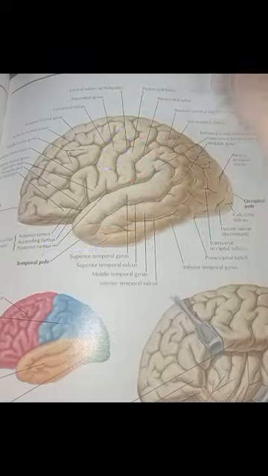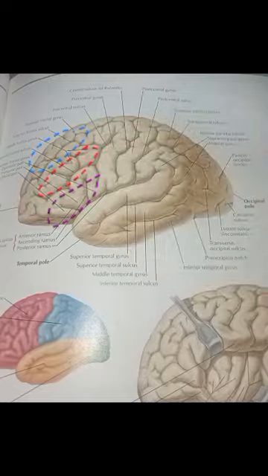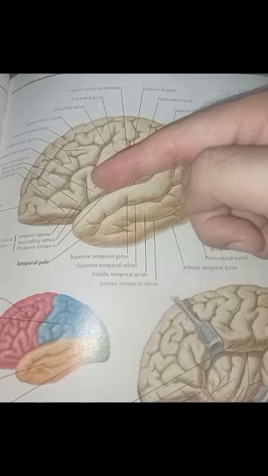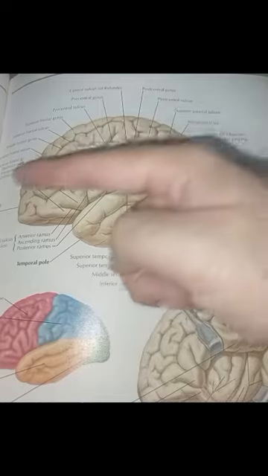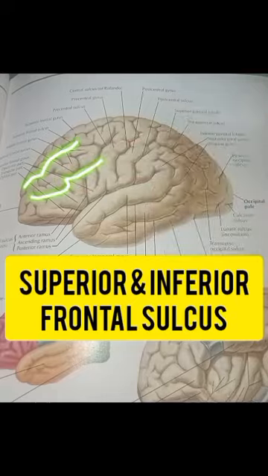In front of the precentral gyrus, we can see three gyri going horizontally. These are your superior, middle, and inferior frontal gyrus. In between them, we have two sulci, the superior and inferior frontal sulcus.